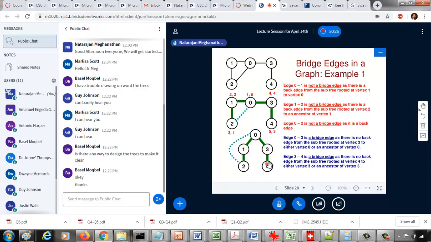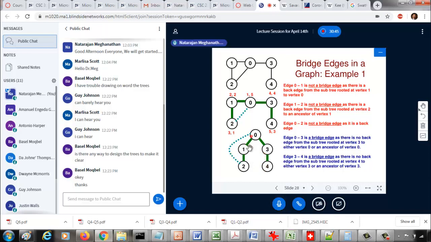Similarly 3, 4: 3 is the upstream node that is closer to the root node, 4 is the downstream node. Again, in the subtree involving just 4, there is no back edge that goes either to 3 or above 3. Because of that, 3, 4 is a bridge edge.